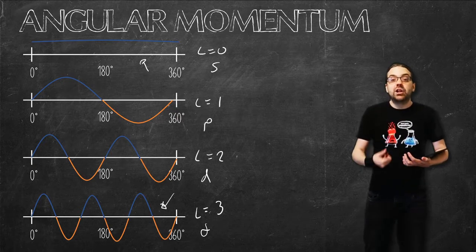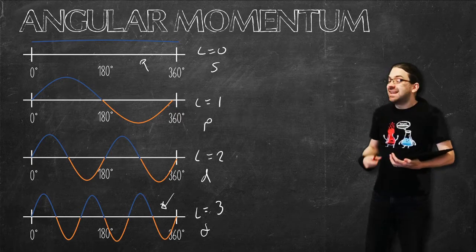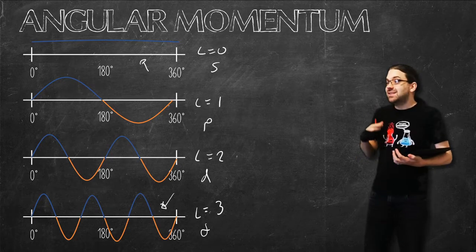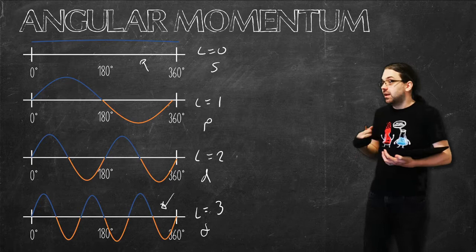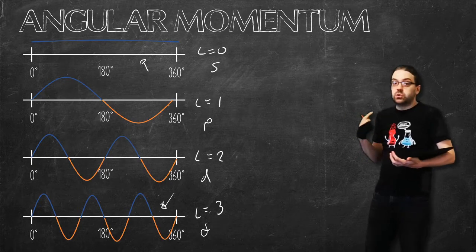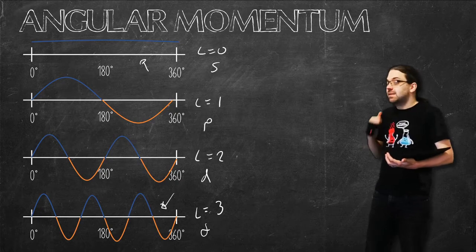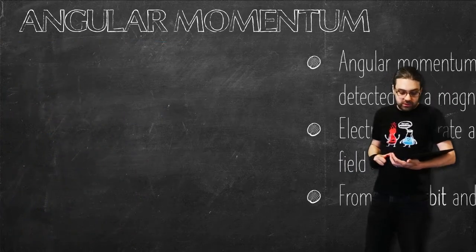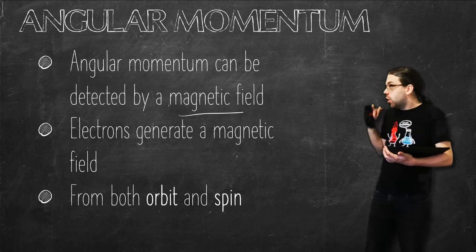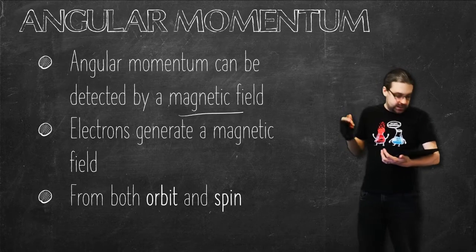That also means the angular momentum must also increase, and that the angular momentum is quantized. We only have a set amount of angular momentum. An electron can't take any value. It must be constrained by the fact that it's orbiting to any of these values, so its angular momentum is also quantized. So we can detect angular momentum through a magnetic field, really important for when we get onto NMR.